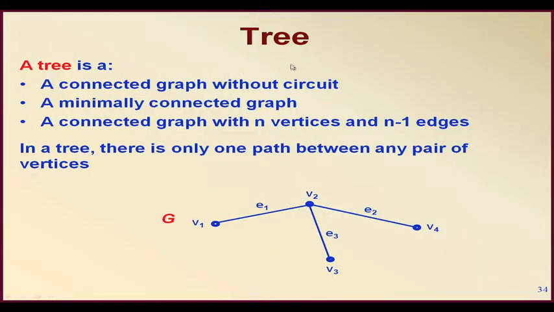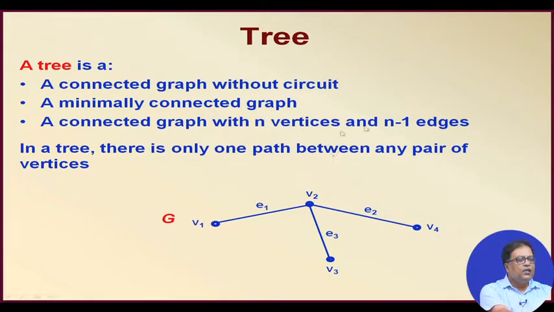So, the base definition is always that a tree is a graph without any circuit, but alternate definitions could be: a minimally connected graph is a tree, and a connected graph with n vertices and n minus 1 edges is a tree. Another way you can say, in a tree there is only one path between any pair of vertices. Look at V1 to V3, there is only one path, V1 to V4 only one path. Now, the question is, what is the significance of a tree?